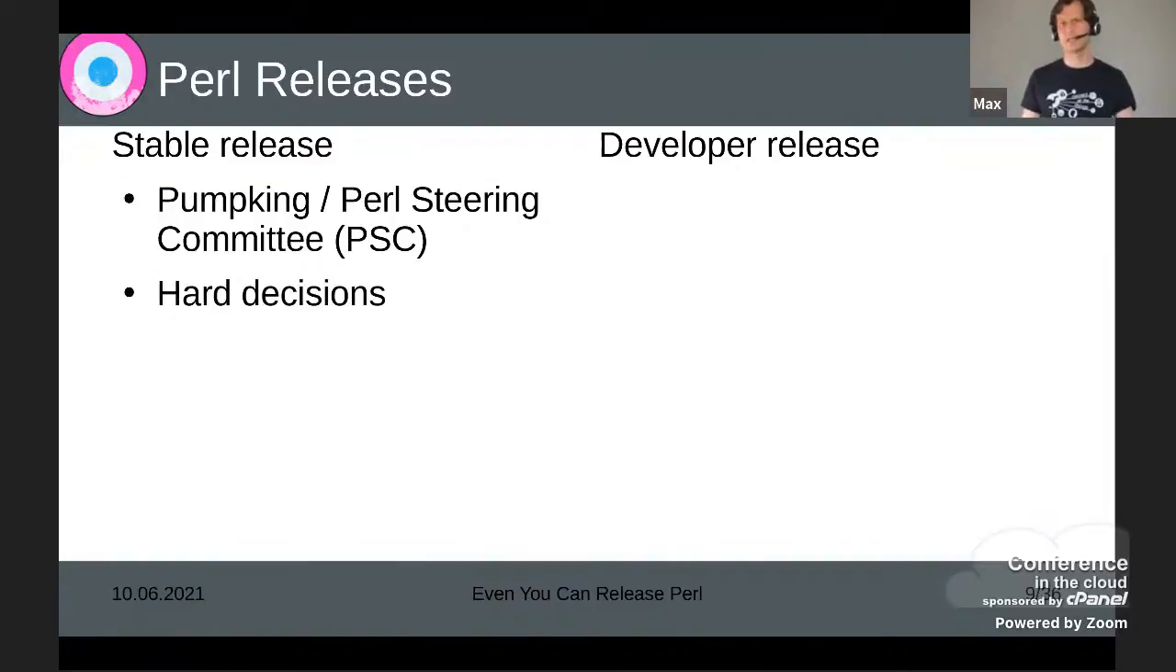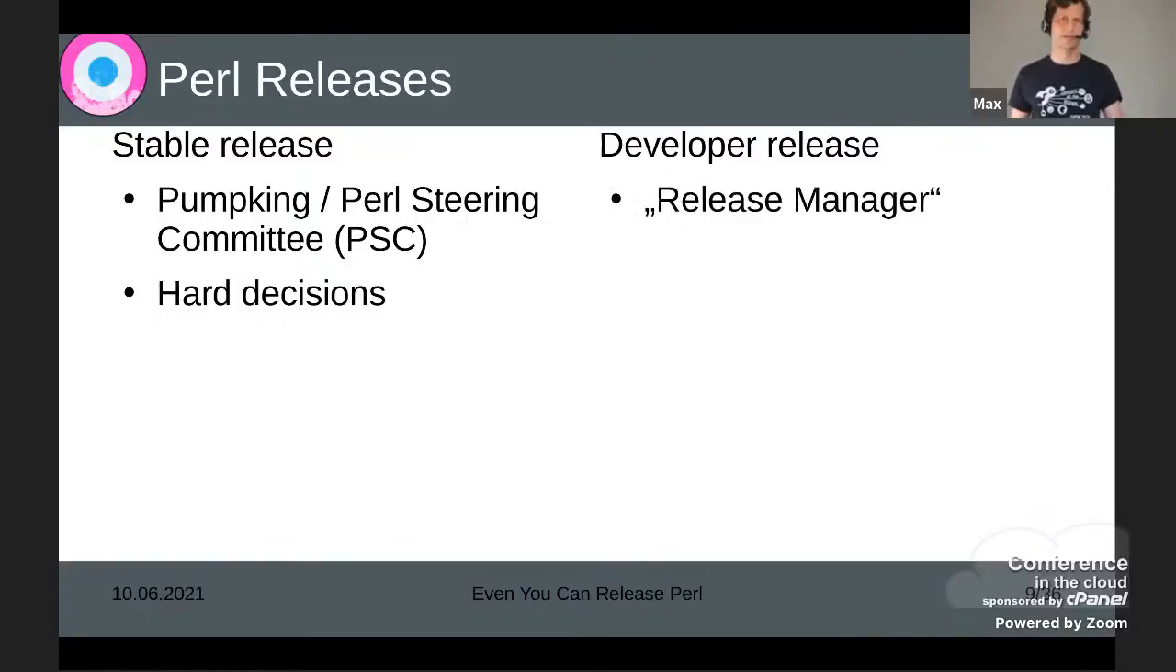For a stable release, the release manager needs to make some hard decisions like what features to actually include, and wait for the test results so that nothing that is not supposed to break breaks, and maybe back out some code if that code breaks stuff. The developer release is not done by the Pumpkin, but by somebody named the release manager. That release manager could be anybody, for example, like me.